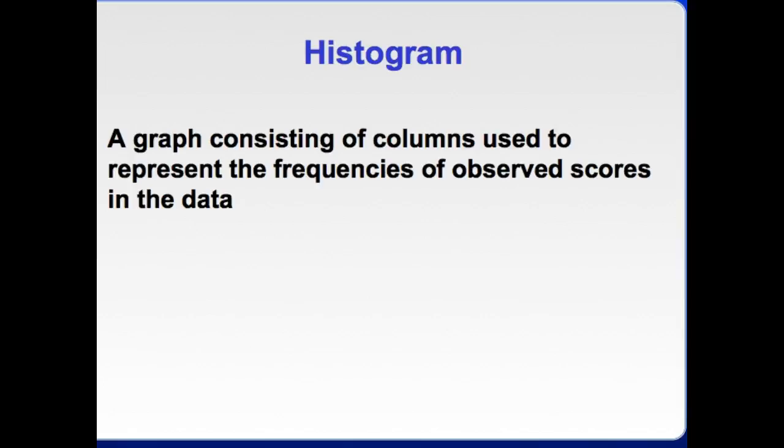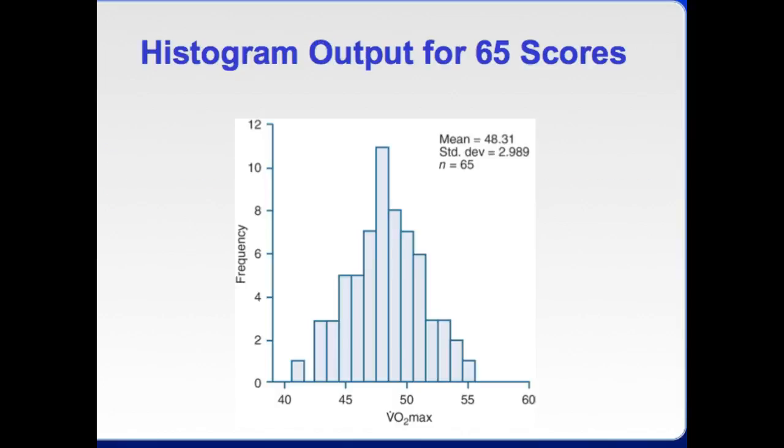Histogram, a graph consisting of columns used to represent the frequencies of observed scores in the data. Histogram output for 65 scores. Again, there's more detailed information in the book, but this is a histogram.